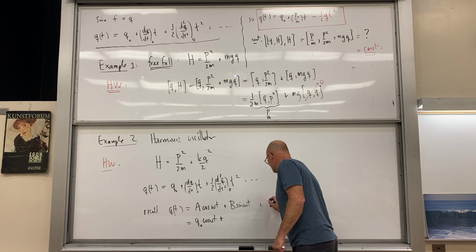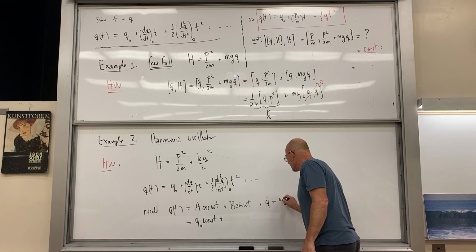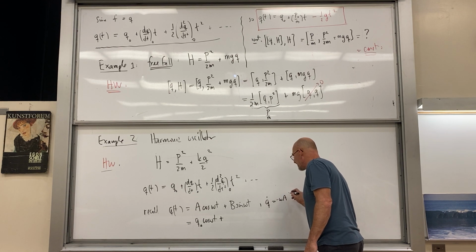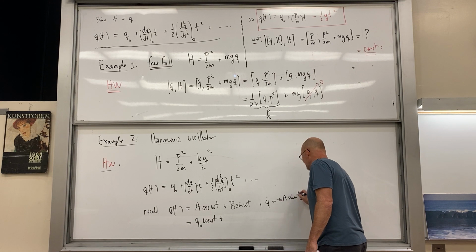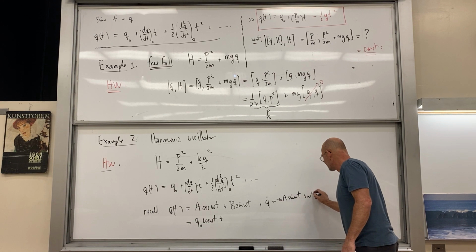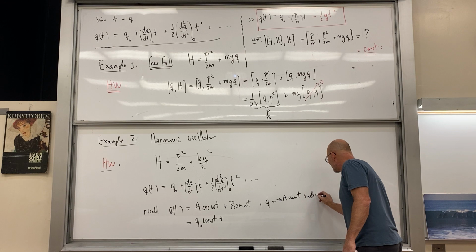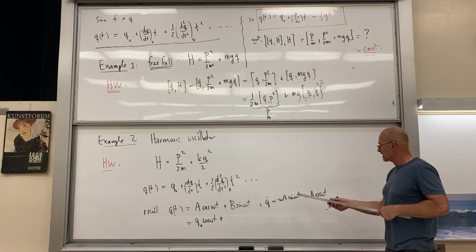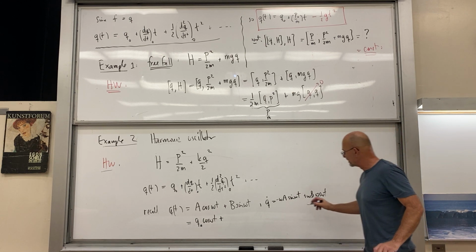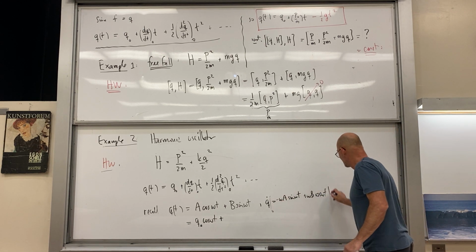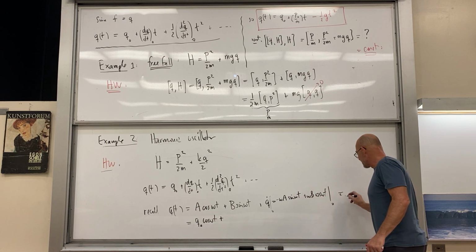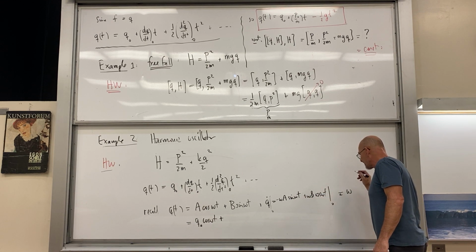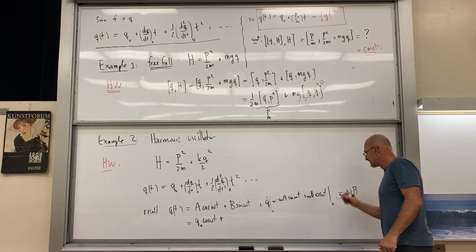So here, let's write this. Q dot equals minus omega A sine omega t plus omega B cos omega t. I'm just looking at the initial conditions. So when we take time equals 0 here, this vanishes, we get omega B.